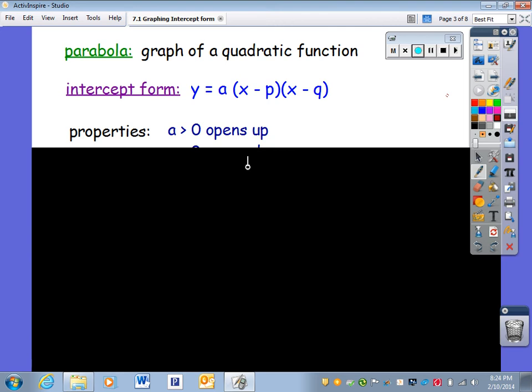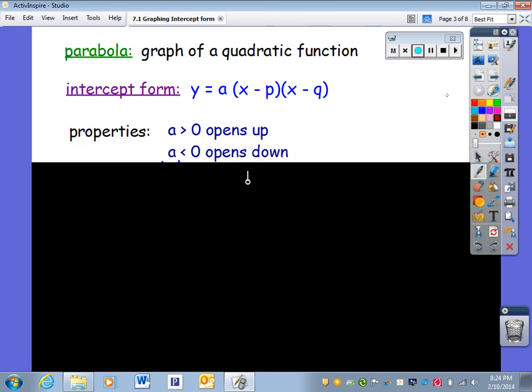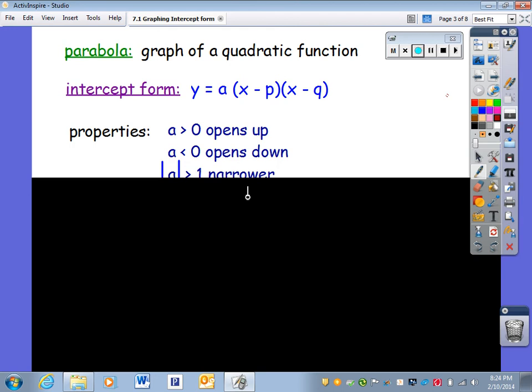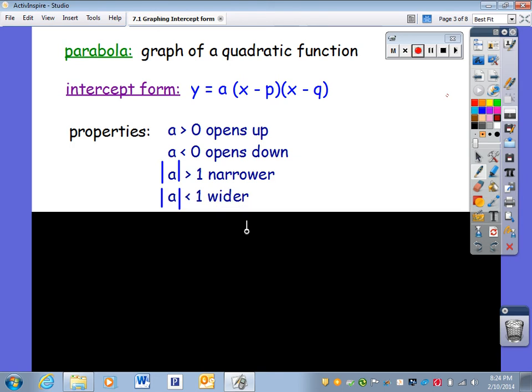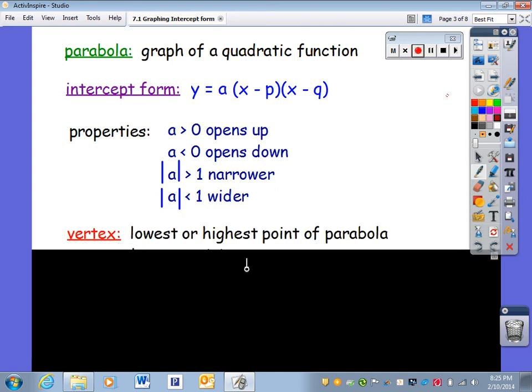If a, the leading coefficient, is greater than 0, then our parabola opens up. If a, the leading coefficient, is less than 0, then our parabola opens down. If the absolute value of a is greater than 1, then our parabola becomes narrower. If the absolute value of a is less than 1, meaning a fraction or decimal, our parabola becomes wider.